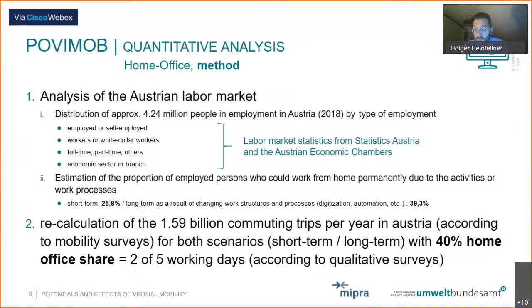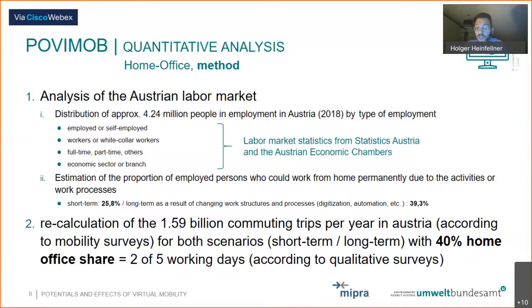permanently work from home. And this figure of 1/4 might increase to up to 40% as a result of changing work structures, changing work processes based on digitalization, automatization, connectivity, and so on. Yes, and with these figures, we recalculated the commuting trips in Austria for both scenarios, short and long term, with a 40% home office share. It means 2 working days out of a full-time working week of 5 days.